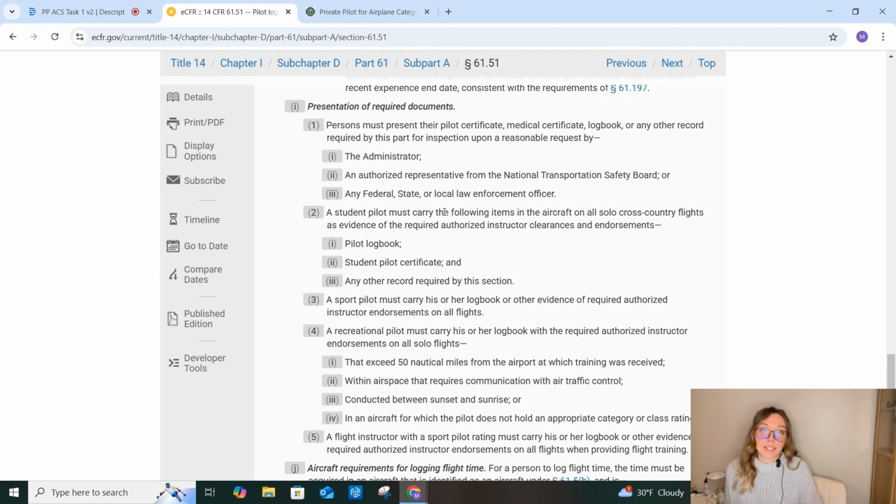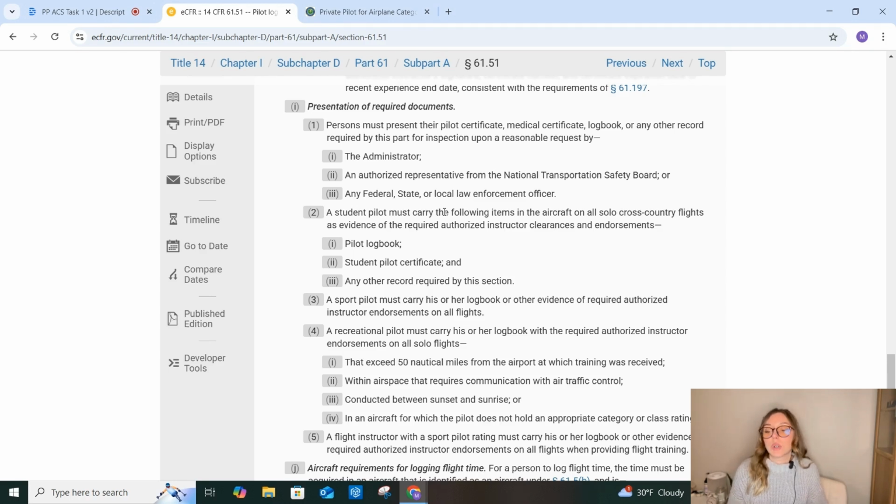So that means the FAA, an authorized rep of the NTSB, the National Transportation Safety Board. They're a team of people who investigate accidents that happen in the United States. They don't just do aviation accidents, but obviously aviation accidents are a big one. And then any federal, state, or local law enforcement officer.